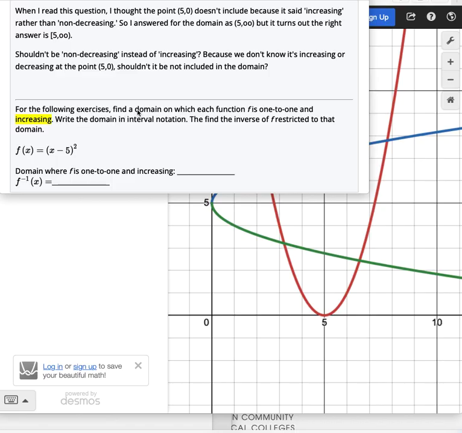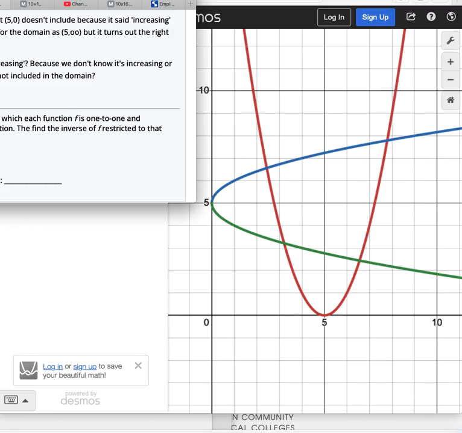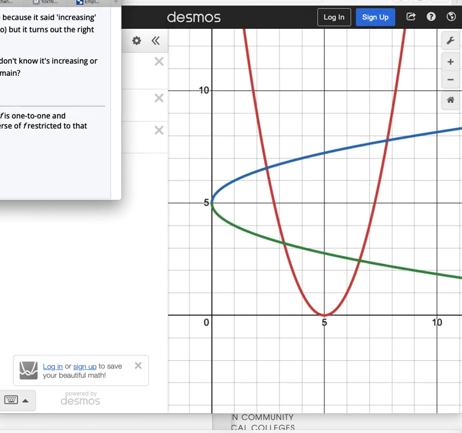So for the following exercise, find a domain on which the function f is 1 to 1 and increasing. Write the domain in interval notation and find the inverse f restricted to that domain. Okay, and then we're given this function right here. So the original function was, bring that back over for a second, x minus 5 quantity squared, and so that would be this parabola right here.